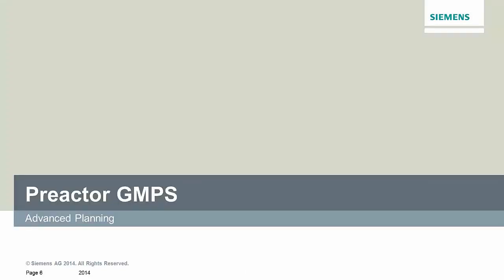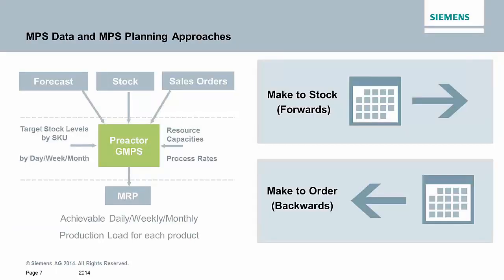Let's go into the details of advanced planning. The input to GMPS is your current stock levels, your forecast, and your sales orders. You also have your resource capabilities and your target stock levels defined by SKU. Again, these target stock levels can be dynamically calculated based on the forecast. The output is an achievable production load for each product.